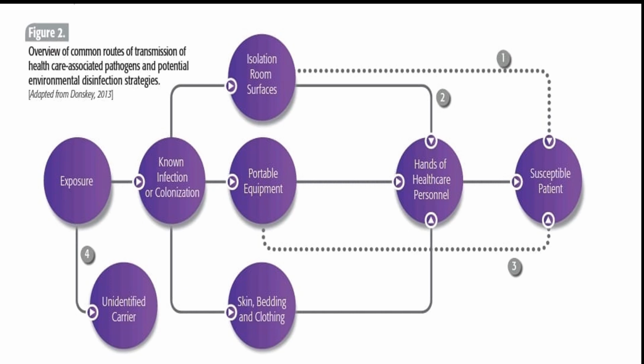So, to have an overview of the common routes of transmission and potential strategies, this includes: ICU room surfaces should be disinfected, known infected or colonized patients should be segregated, portable equipment needs to be disinfected, hand hygiene should be followed, and susceptible patients need to be observed for infection control measures.